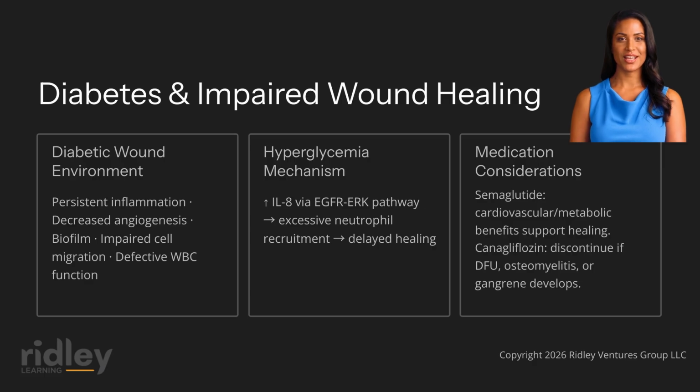Medication considerations add further complexity to wound management in diabetic patients. Semaglutide, a GLP-1 receptor agonist, has demonstrated cardiovascular and metabolic benefits that may indirectly support wound healing. In contrast, canagliflozin, an SGLT2 inhibitor, was associated with an increased risk of lower limb amputation in the CANVAS trial, and discontinuation should be considered if an individual develops a significant lower limb complication, such as a diabetic foot ulcer, osteomyelitis, or gangrene.